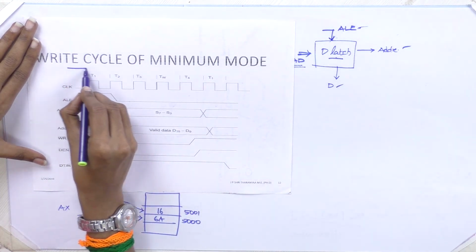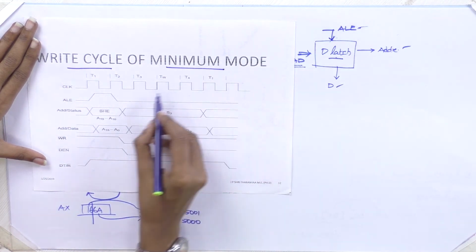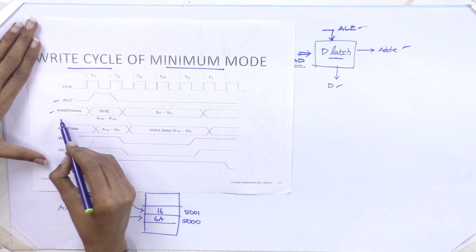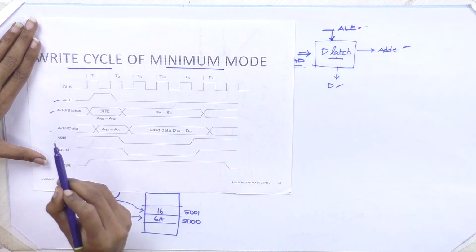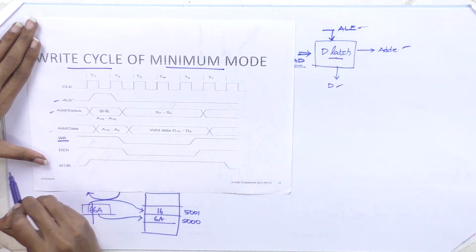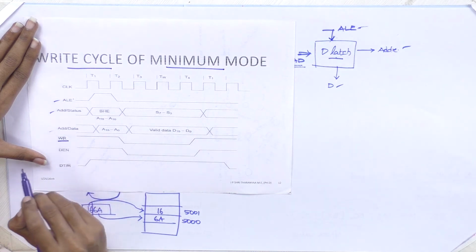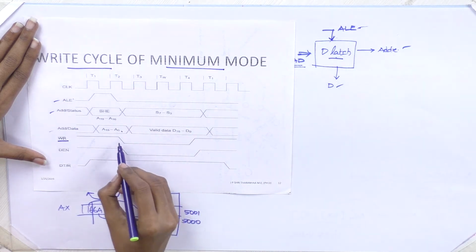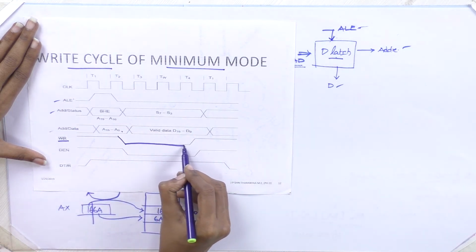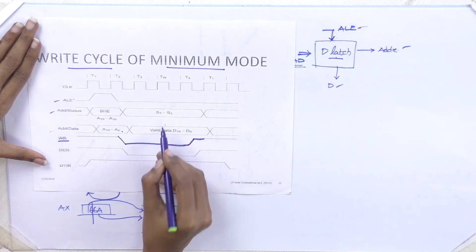So this is the write cycle for the minimum mode. All those things are the same: address latch enable, address, data. Instead of read, you have to give write. So we know the address, and we should know the data. That is placed in the data lines.